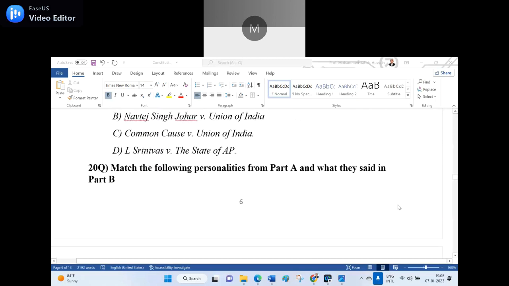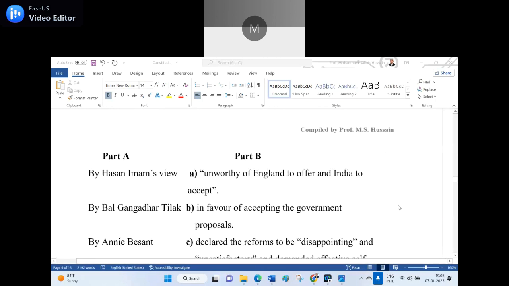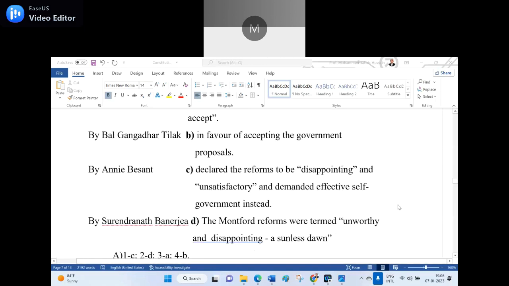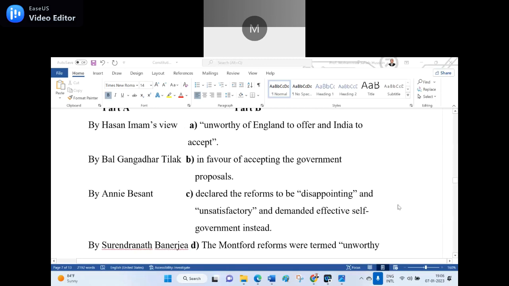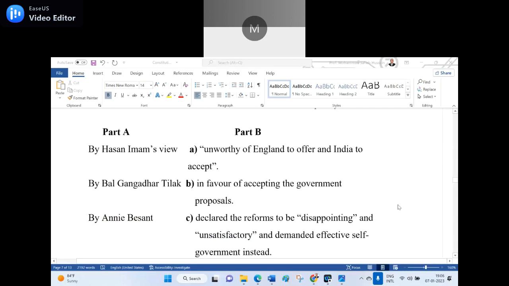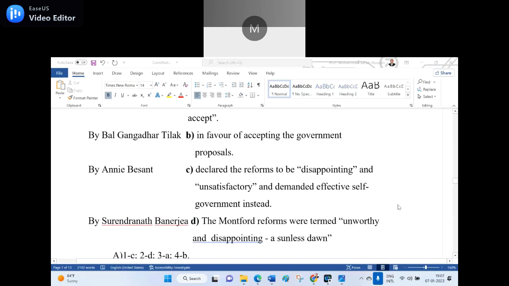Okay, 20th question. Match the following personalities from Part A with what they said in Part B. Part A: by Hasan Imam's view, by Bal Gangadhar Tilak, by Annie Besant, then by Surendranath Banerjee. I don't know whether you know who Surendranath Banerjee is. He was a veteran Congress leader. Part B: unworthy of England to offer and India to accept; in favor of accepting the government proposal; declared the reforms to be disappointing and unsatisfactory and demanded effective self-government instead; and the Montford reforms were termed unworthy and disappointing, a sunless dawn. On the Montagu Chelmsford reforms, they gave their own opinions.